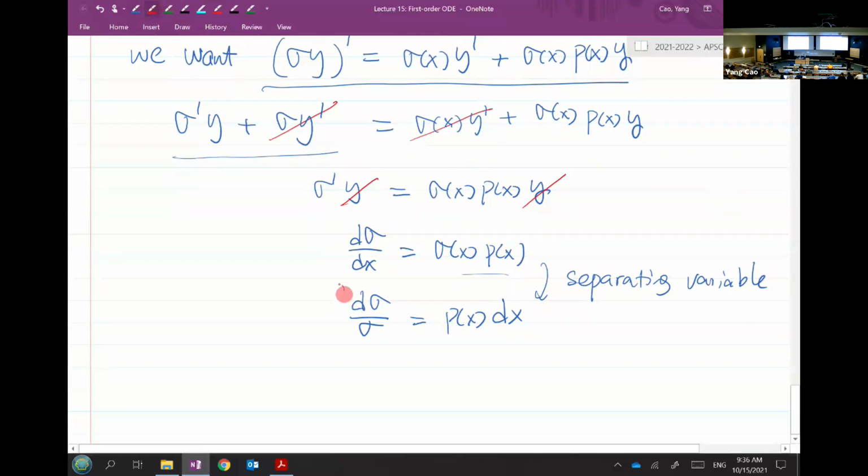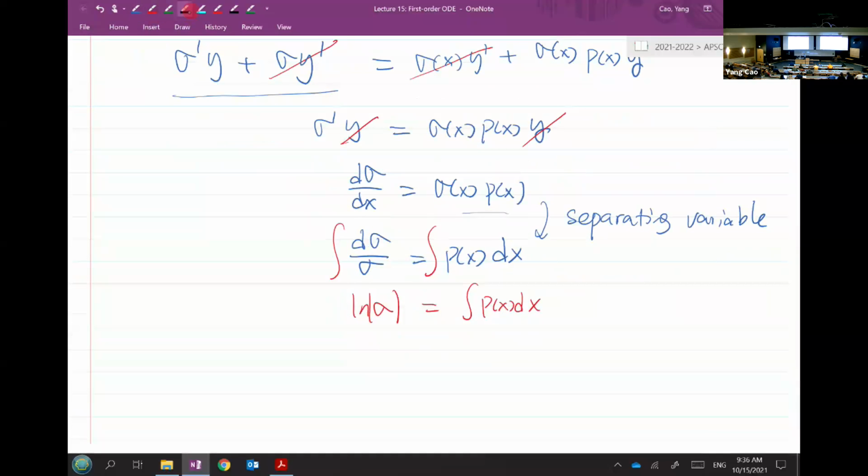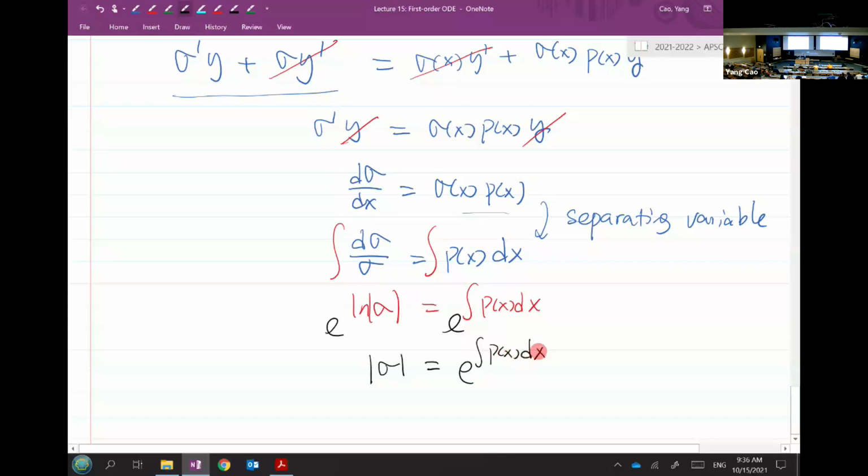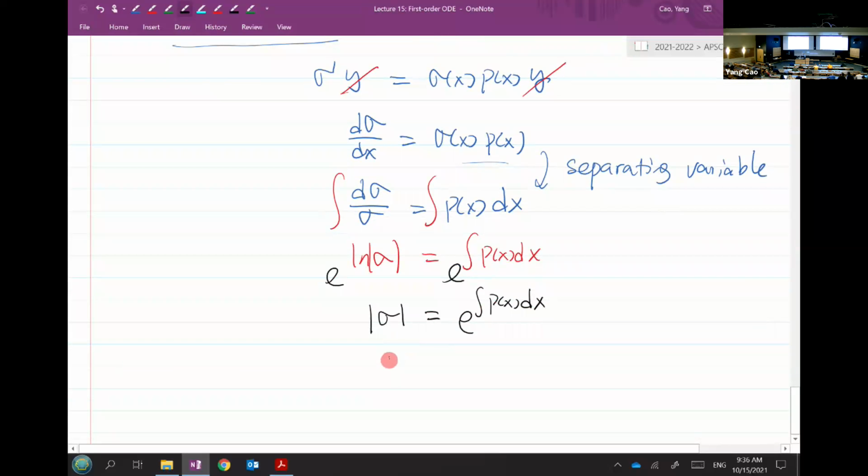And then you can integrate both sides. You get ln of the absolute value of sigma equal to the integral of p of x dx. Then you take the exponential of both sides of the equation, the same approach as when you solve a homogeneous equation. And you get the absolute value of sigma equal to e to the power of the integral of p of x dx. Technically, sigma could be positive or negative, so you should have another constant, and you get plus or minus A times e to the power of the integral of p of x dx.